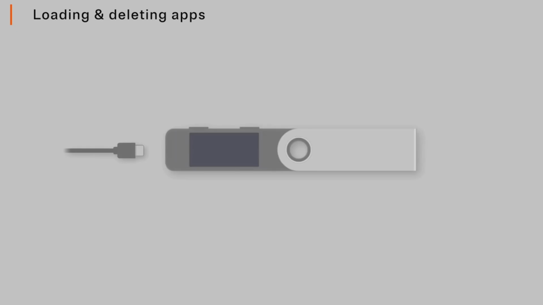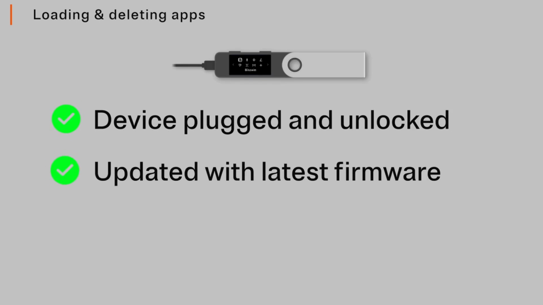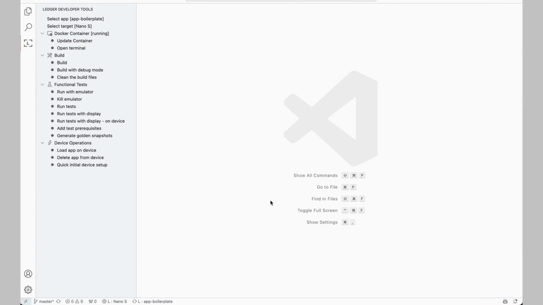For these operations, the device needs to be plugged into the computer and unlocked. The firmware should be updated with the latest version from the Ledger Live app. Finally, for loading, you need to make sure you have built the app for the correct device. Let's go back to VS Code for a demo.